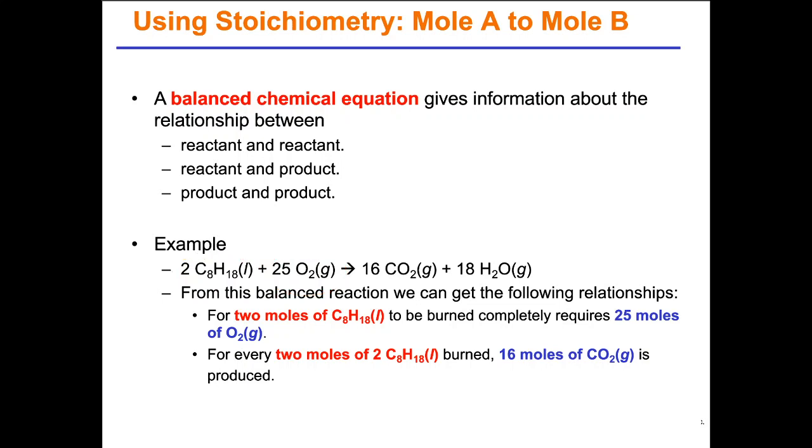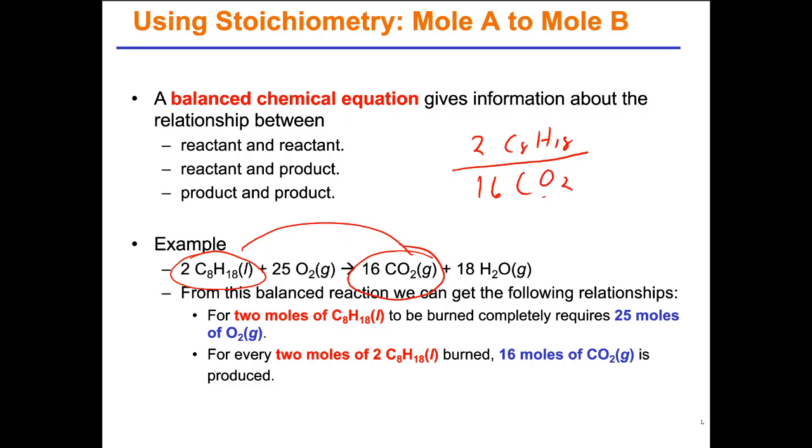What if I want to know how much CO2 is produced? So if I combust 2 moles of octane, how much CO2 do I produce? Well, if I look at my chemical equation, this ratio tells me I have a 2 to 16 ratio. In other words, I have 2 C8H18 for every 16 CO2. So that's how we would write it, just as a ratio, 2 to 16.